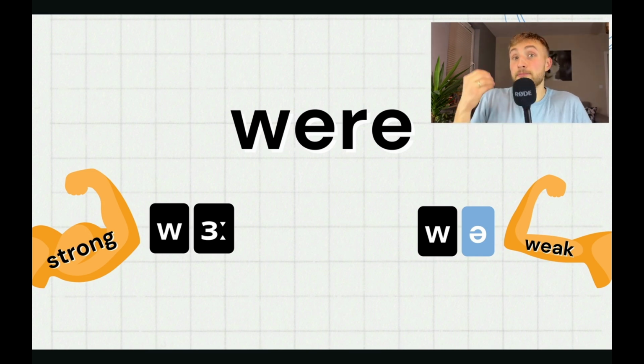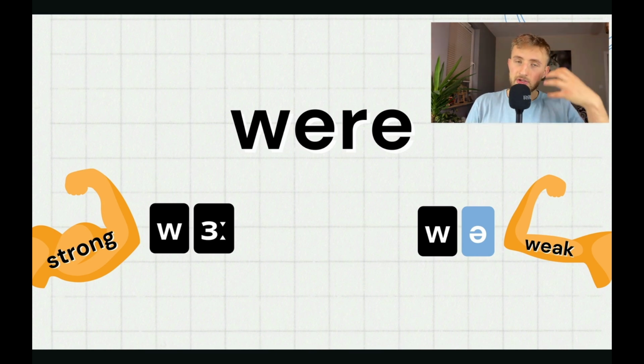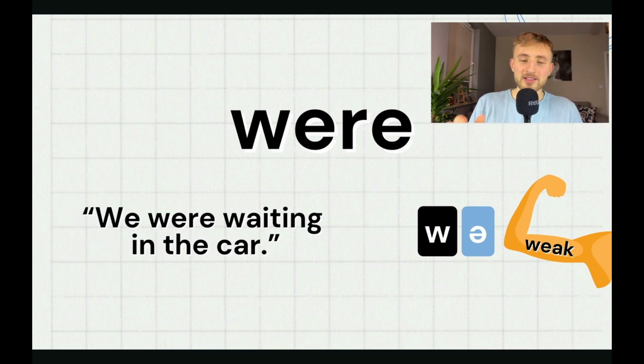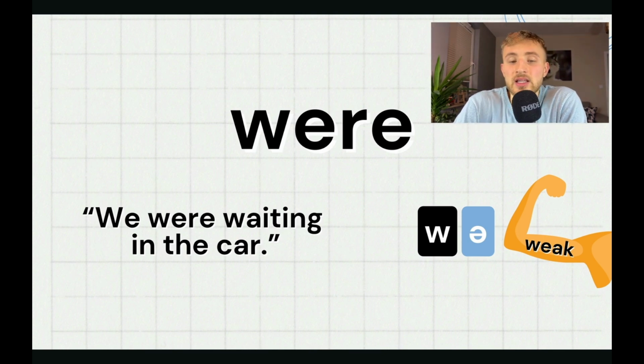What about this one? It's a word we all know. It's a be verb, past be. The strong one is "were." And you can learn this too, because you need to know "were." Very British sounding word. And you will learn that later too. But the weak form is "wə." So, we were waiting in the car. We were waiting in the car. We were waiting in the car. See, "waiting, car" is very important. So we kind of say "wə waiting in the car."